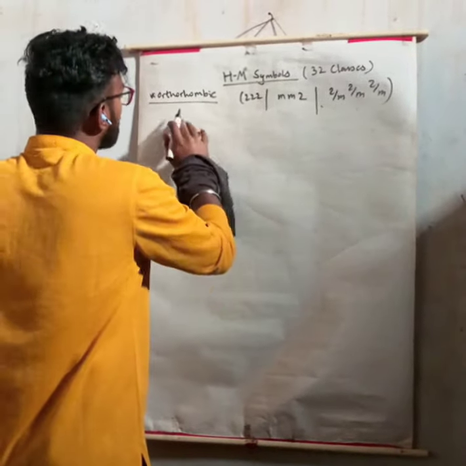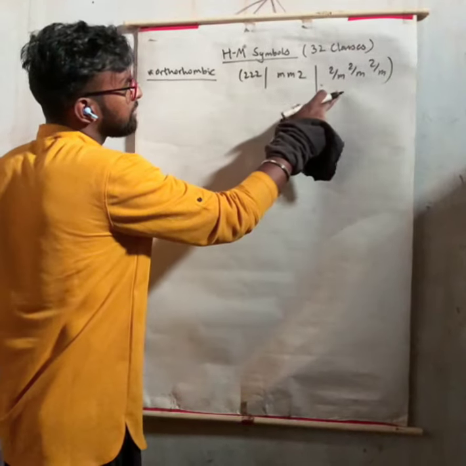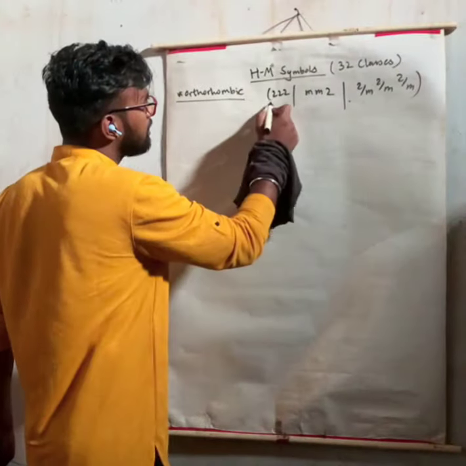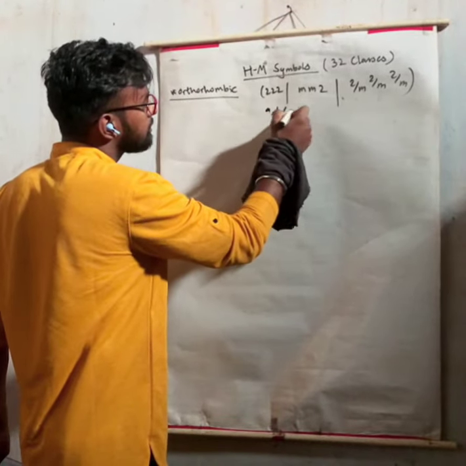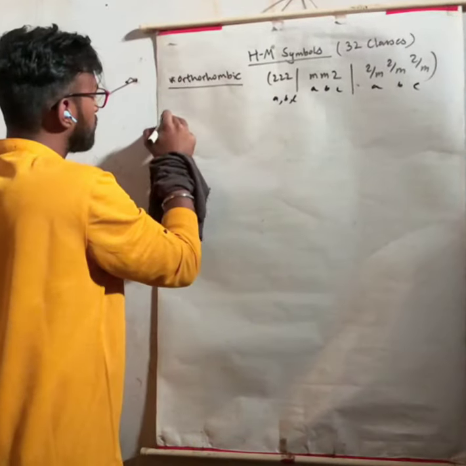So we will proceed to the orthorhombic system. In the orthorhombic system also we have three classes, that is 222, mm2 and 2/m 2/m 2/m. In this we need to denote each of the axes as A, B and C. Here also A, B, C. For 222 we will see.